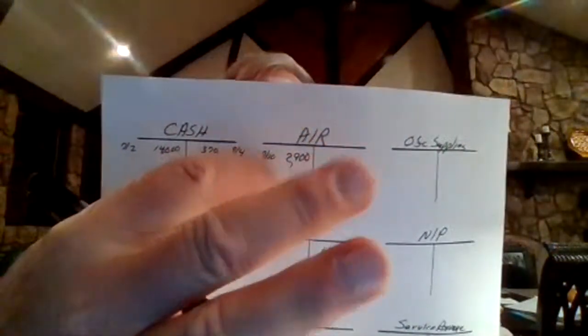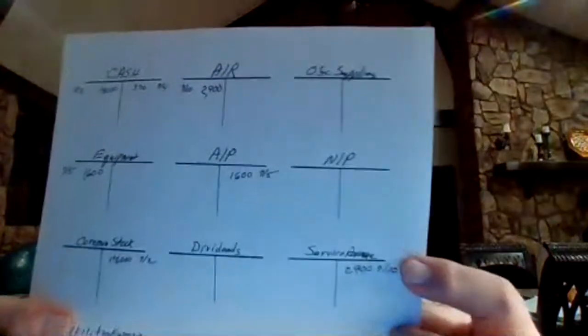And on the 10th, we do work for somebody, but they don't pay us, but they give us a promise to pay. So it's going to be a debit to the asset accounts receivable, $2,900. Right there. And service revenue that's credited on July 10th for $2,900.